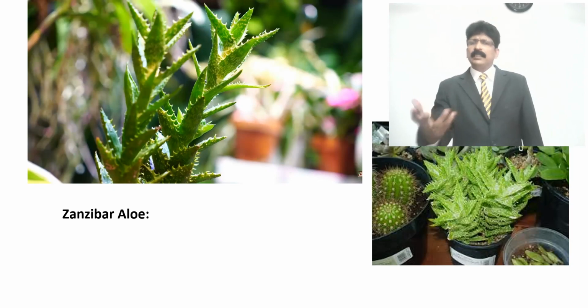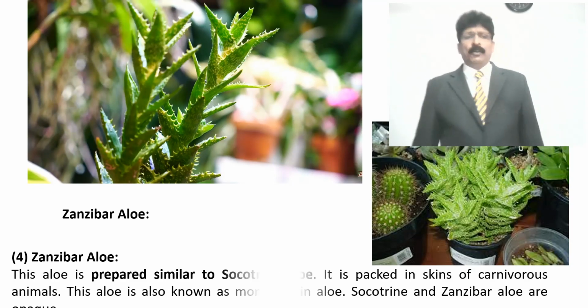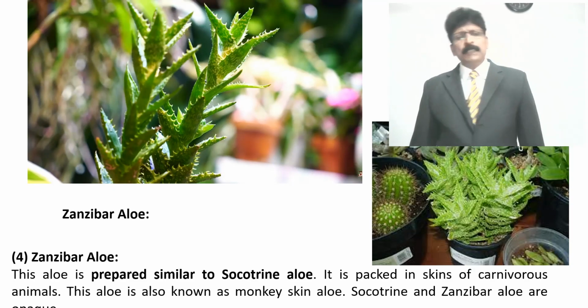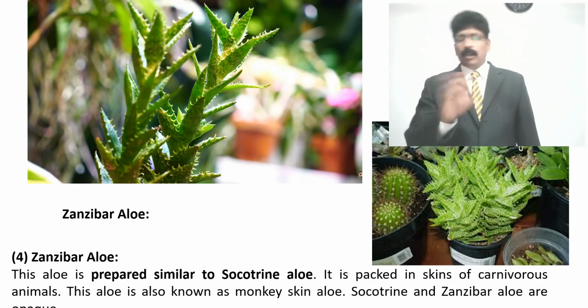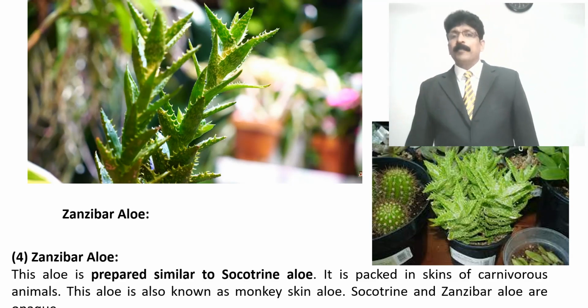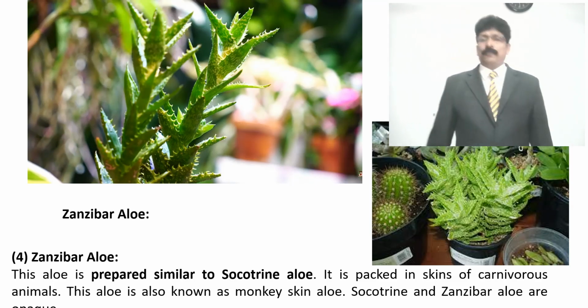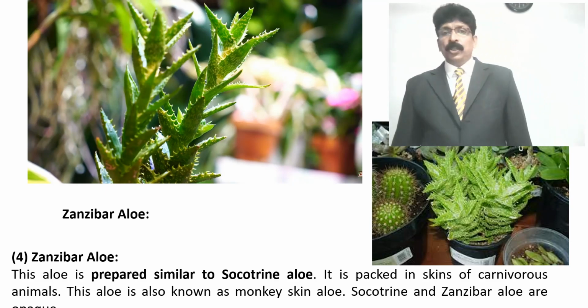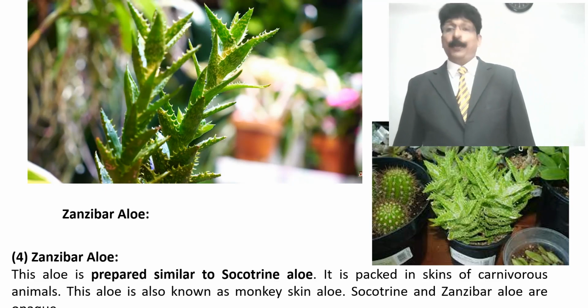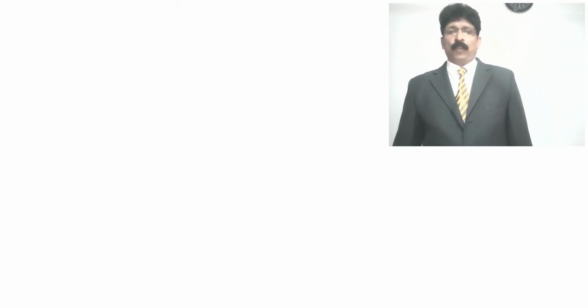It's an ornamental plant, we even have it in our home. It's an aloe which is prepared similar to the Arabian, that is Socotrine aloe. It is packed in the skin of carnivorous animals. This aloe is also known as monkey skin aloe. Socotrine and Zanzibar aloe are opaque in morphology.